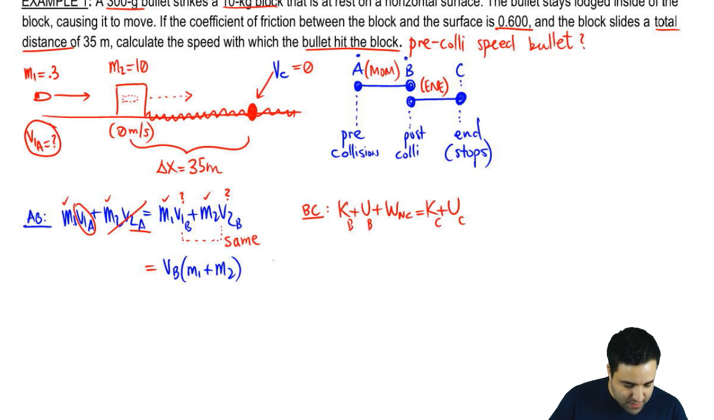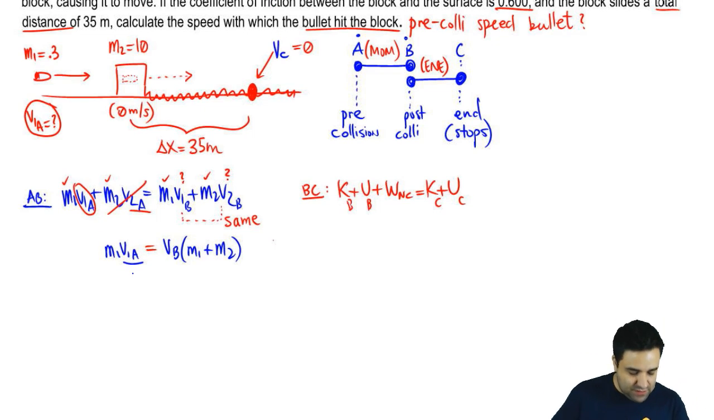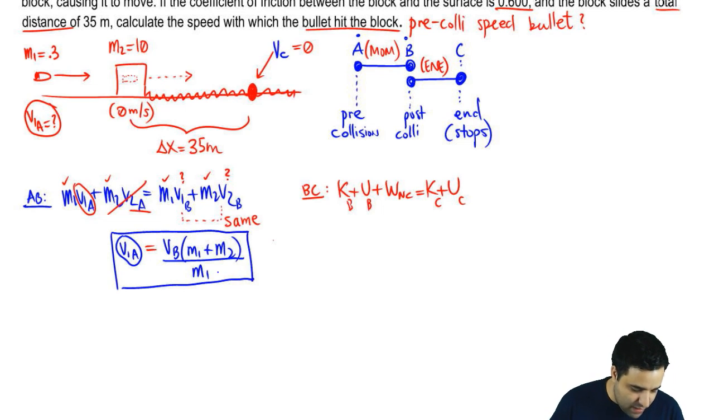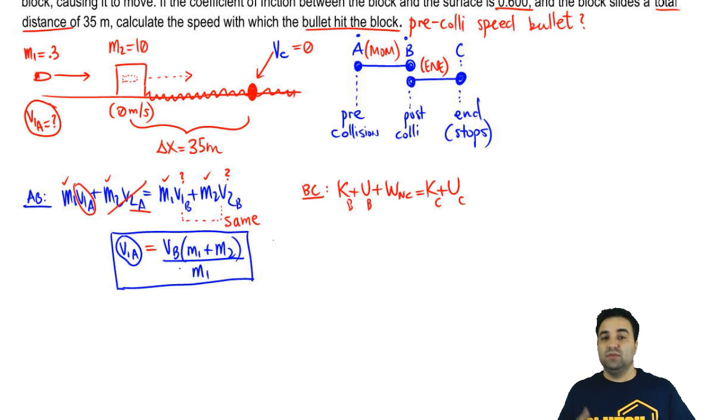And then here I have M1 V1A. M1 V1A is what I want, so what I can do is just divide both sides by M1. I'm going to remove this M1 here, and we are done with this part of the problem, with this equation, where as long as I have all the numbers to the right of the equal sign, I'm good. I have everything except VB. I don't have VB. So what do I do?